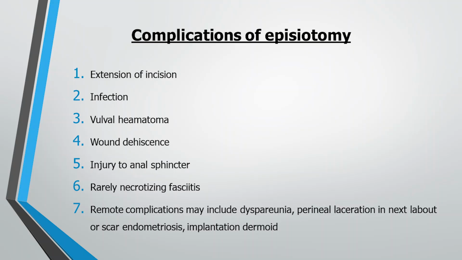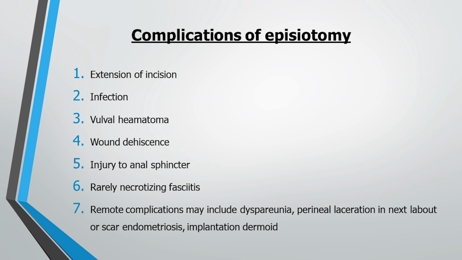What are the complications of episiotomy? Extension of incision, as we have said. The incision may be extended to the anal canal, particularly if you use the median type of episiotomy. There could be infection. There could be vulvar hematoma if there is no good approximation of the edges of the tissues or even the vagina.